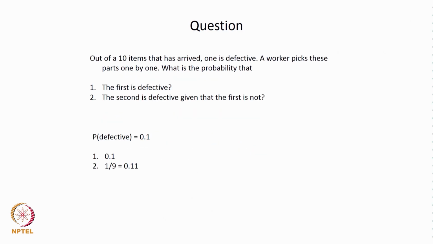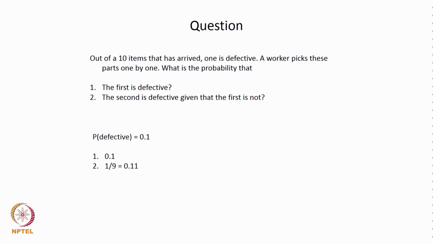Out of 10 items that have arrived, 1 is defective. A worker picks these parts one by one. What is the probability that the first is defective and the second is defective given that the first is not defective? So, the first is defective, probability of defective is 0.1. So, there are 10, and you pick any one randomly, 1 by 1 implies you picked randomly, and 0.1.